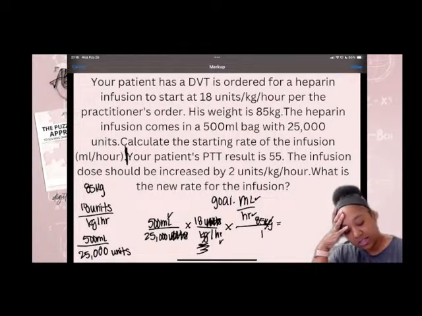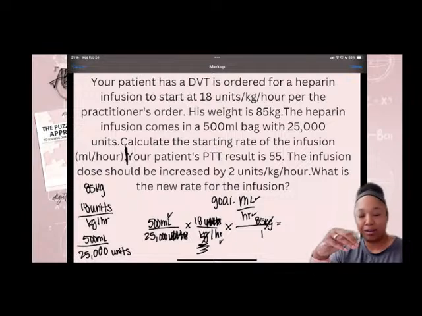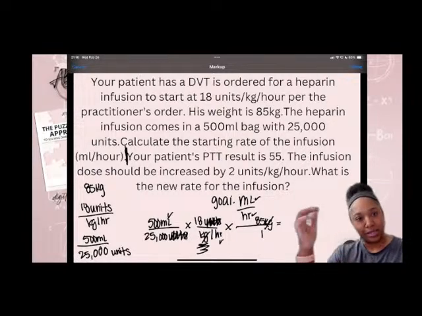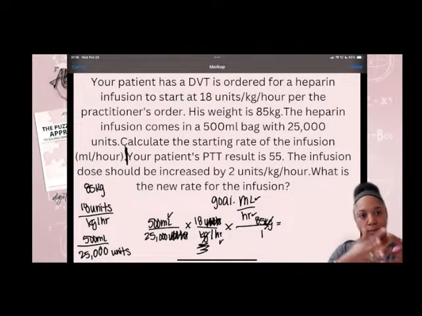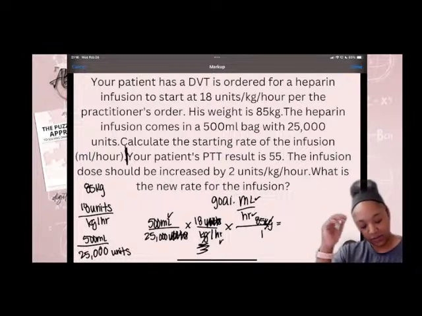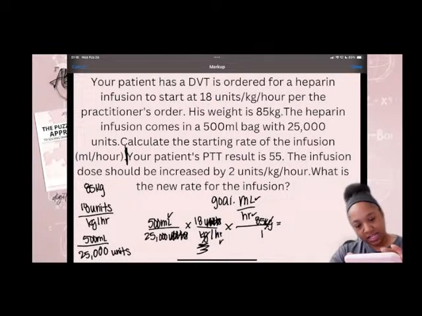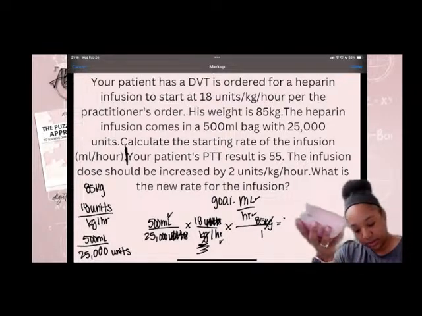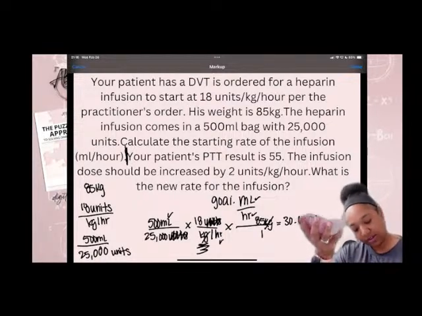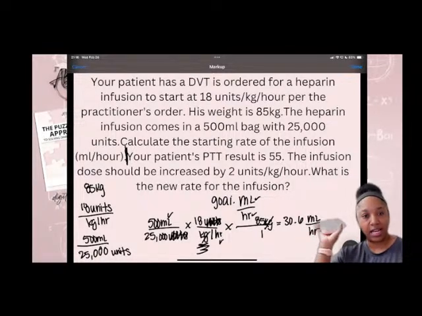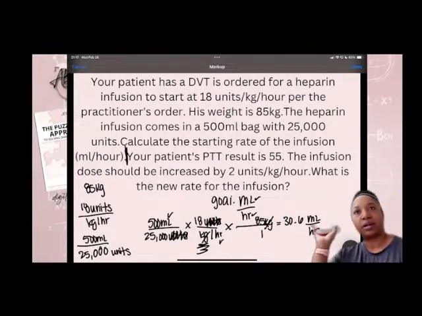Just step by step. What's on the bottom, if it's not a part of the goal, it's got to go to the top and be canceled out. Piece by piece by piece. Now this is finished. So it'll be 500 times 18 times 85 divided by 25,000 units. So 30.6 milliliters per hour. Okay? So that is the first part. Anybody have a question about the first part?